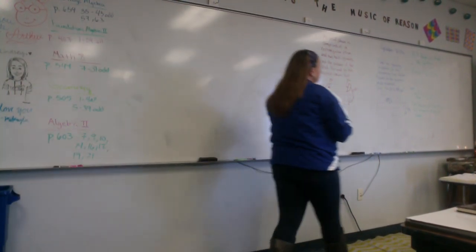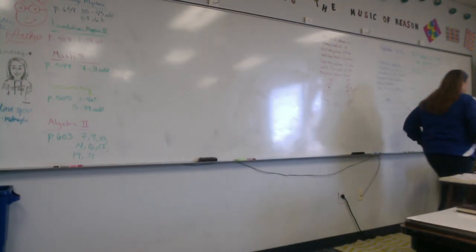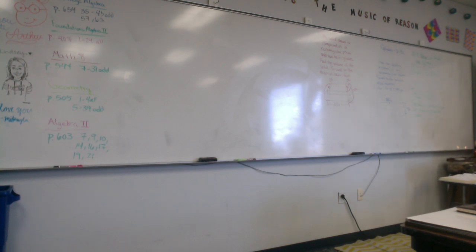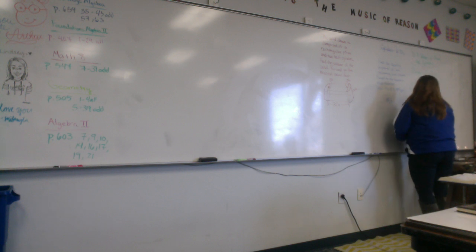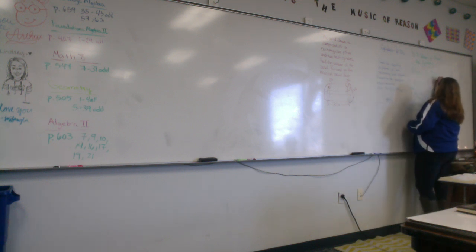10.7 is volumes of prisms and cylinders. Okay? Now the basic formula for a volume of a prism is volume equals that large B times height. What does that large B stand for? The area of the bases, whatever the area of the base is. Okay? So area of base times my height.